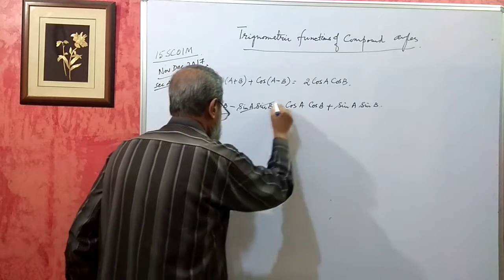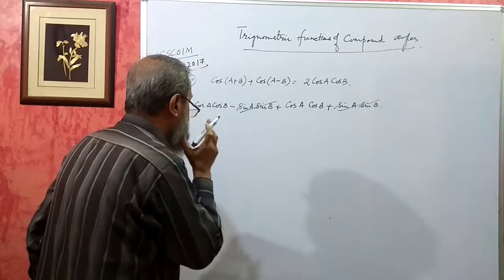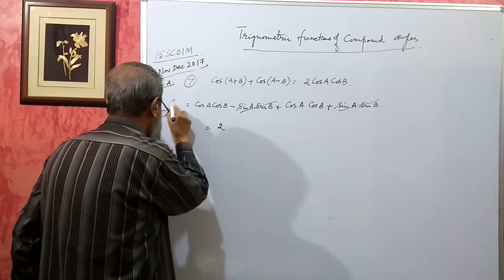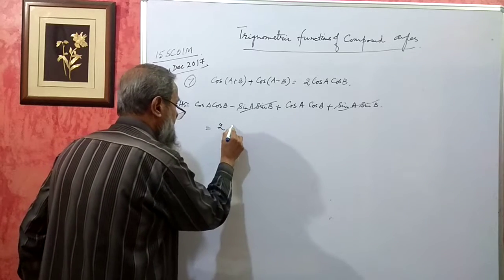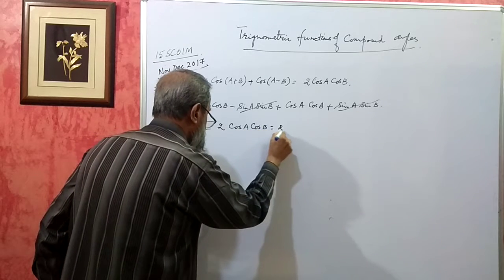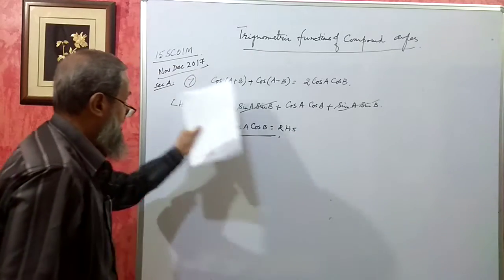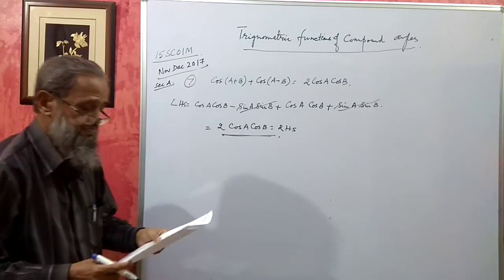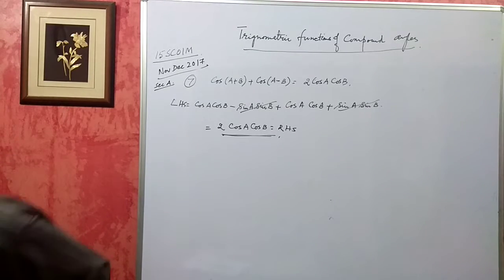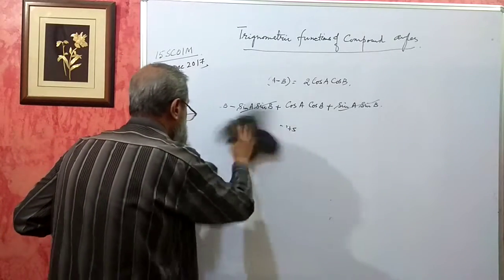Now minus sin A sin B plus sin A sin B gets cancelled. Cos A cos B plus cos A cos B is 2 cos A cos B. This is the left hand side, and 2 cos A cos B is the right hand side. We have proved that left hand side is equal to right hand side. So that gives you 3 marks. Next, section A only.